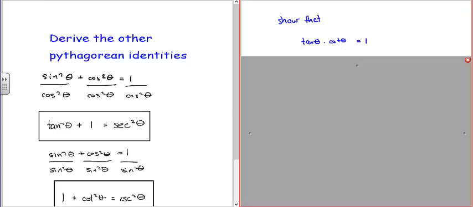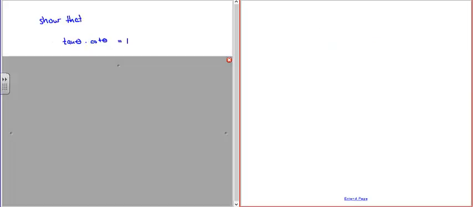Now, one of the things we're going to do, not in this section, but in the next chapter, is talk about proving trig identities. So this is a trig identity. Show that tangent theta times cotangent theta equals 1. So you have to use definitions and other already established trig identities to try to prove that this is true. So we manipulate the left-hand side to show that it's equal to 1, and then we can say 1 equals 1, and then we know the equality is true.